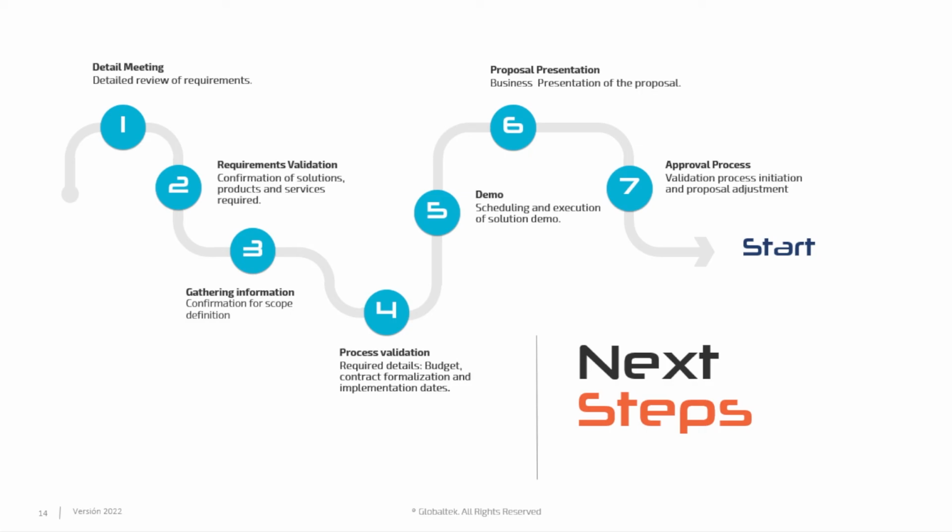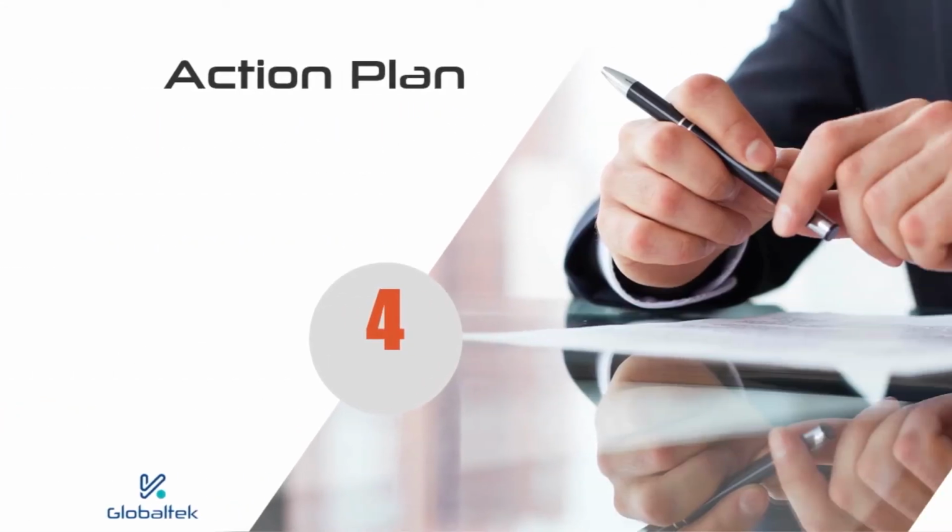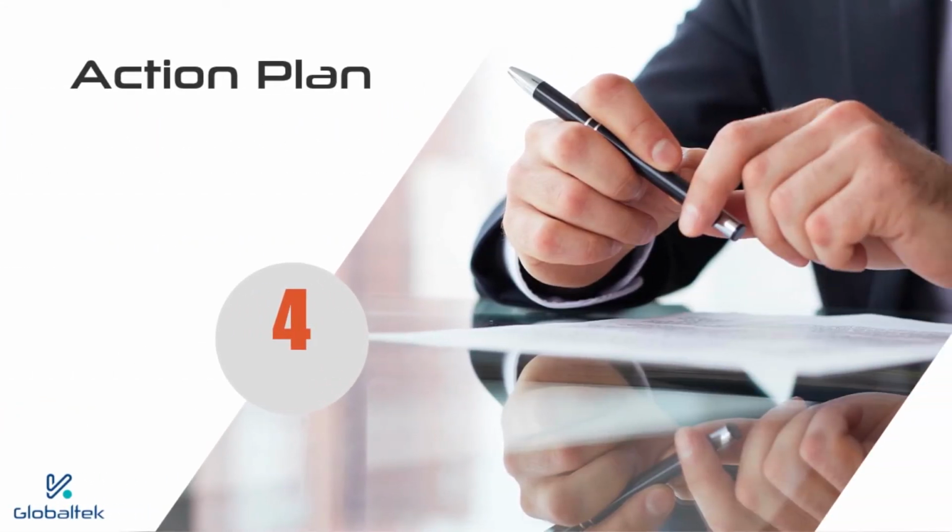And the seventh step is the approval process, in which we'll have the validation of the process, and this will let us initiate and start the project. On this seventh step we can perfectly change and adjust the proposal at a very highly detailed level. Then we move forward with the action plan.